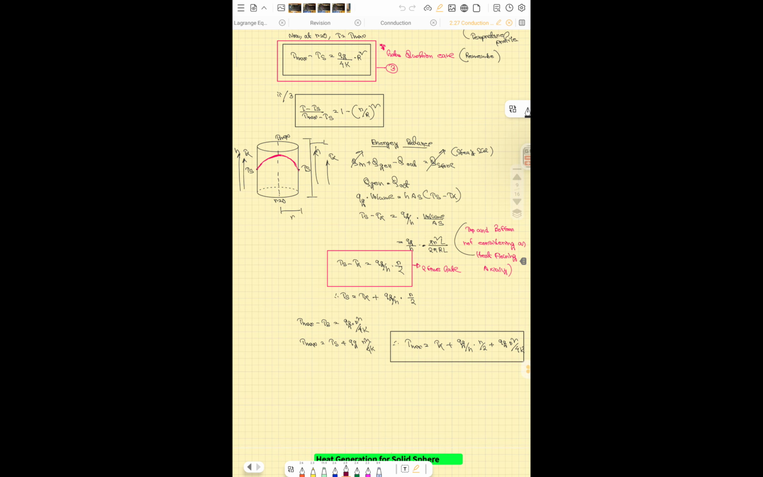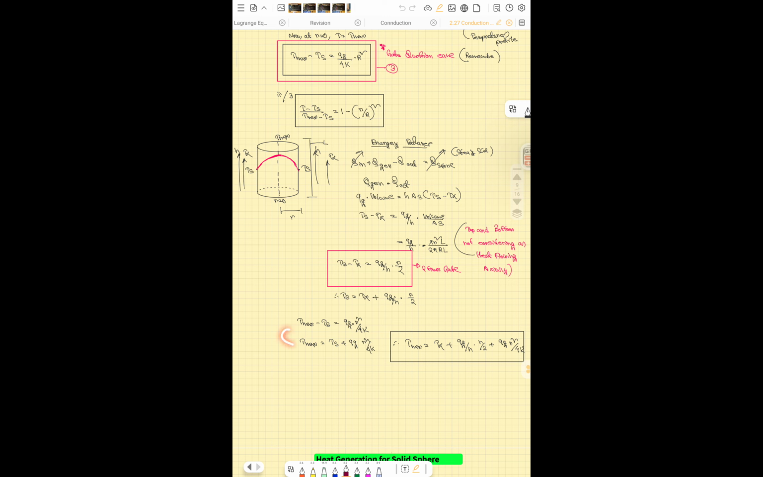Then we get the first equation, T minus Ts equals qg r square by 2h plus T infinity. Putting all these values in, Tmax is Ts plus qg R square by 4k, so Tmax minus Ts is qg R square by 4k.